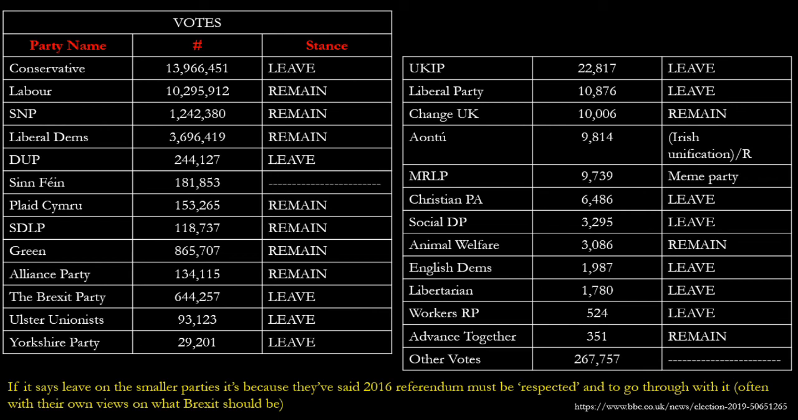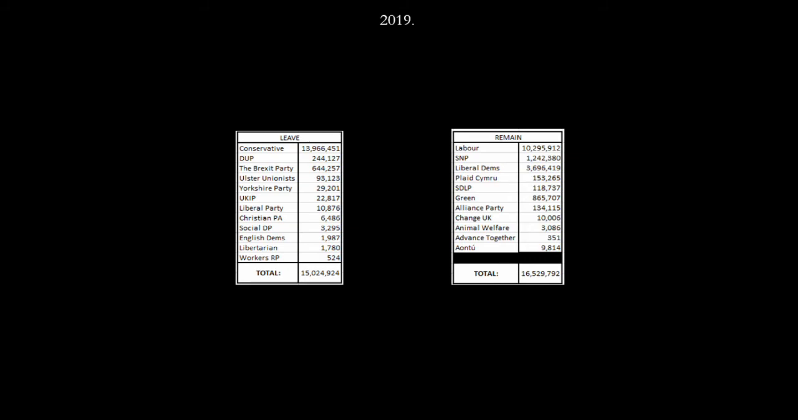So if you tally those votes up and calculate them, the Leave side gets just a tad over 15 million votes. That's quite a lot of votes. If you tally up the Remain side, you get 16.5 million votes.